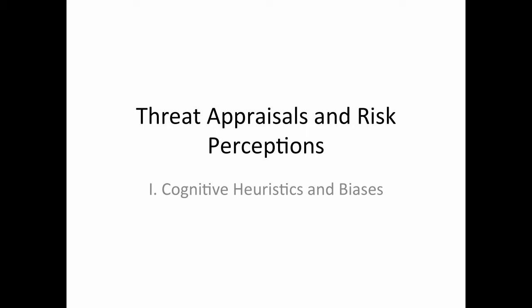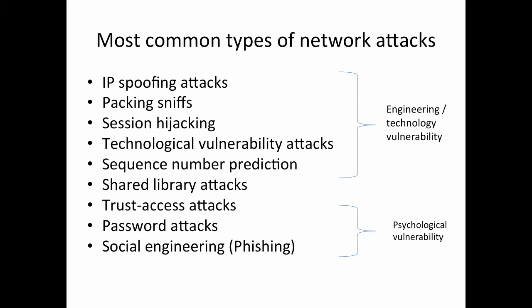This first one looks at cognitive heuristics and biases and how they influence our perceptions of risk, in particular information security risks. Ultimately, what we want to do is relate perceptions of risks to organizational vulnerabilities.